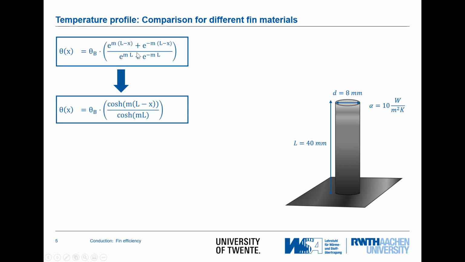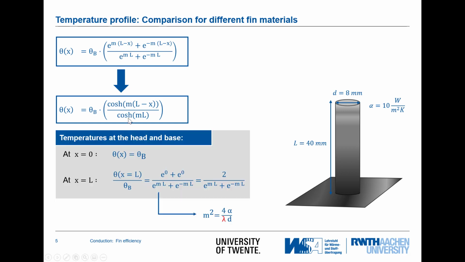So now we have the temperature profile in these two different formulations, and we can look at the temperature at the head and the base as two reference points that can be used to draw the temperature profile in the diagram later on. At x equal to 0, of course, we had the boundary condition that theta of x is equal to theta bottom. So there is no surprise with this temperature.